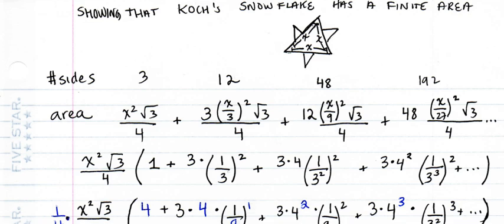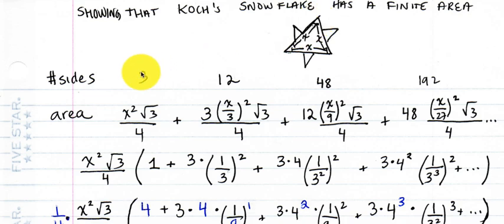We're now ready to show that the Koch snowflake has a finite area. We're going to have to compare the number of sides to the area of the figure when there are that many sides. If we have 3 sides in the triangle with each side length x, then the area of an equilateral triangle, by the standard formula, is x squared root 3 over 4.